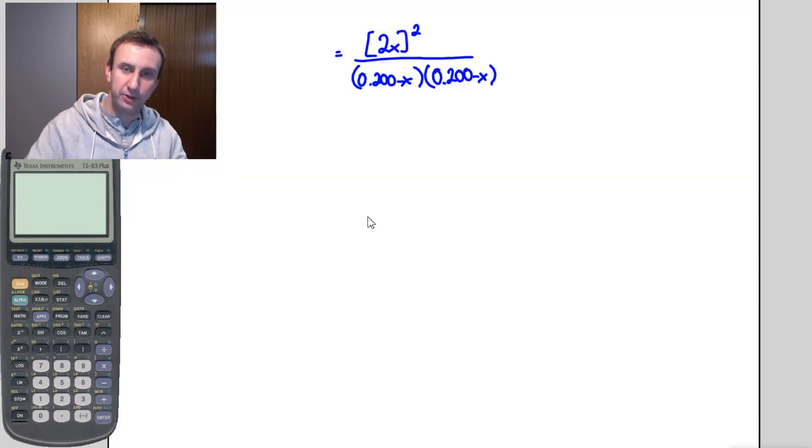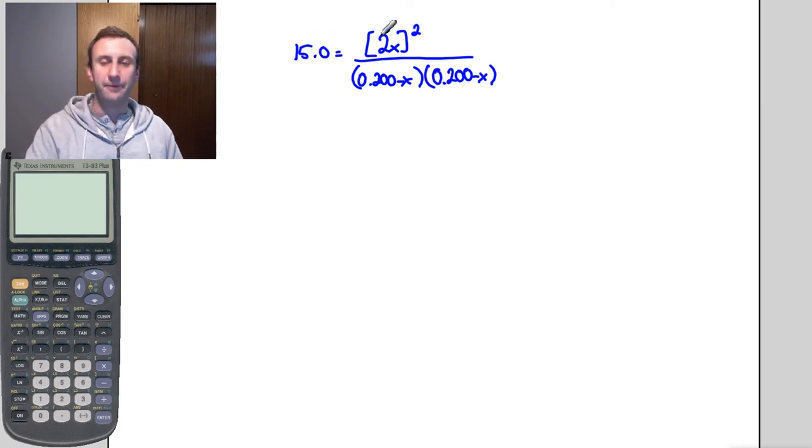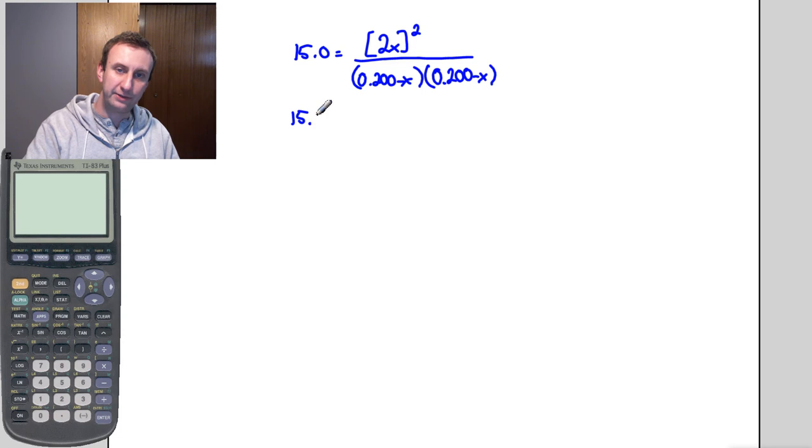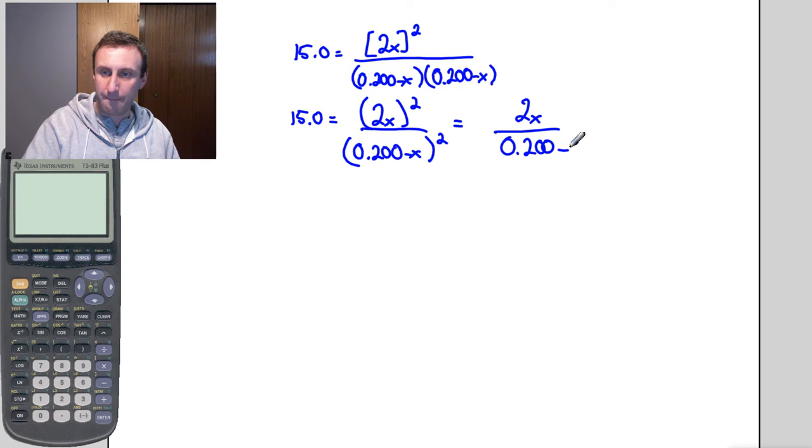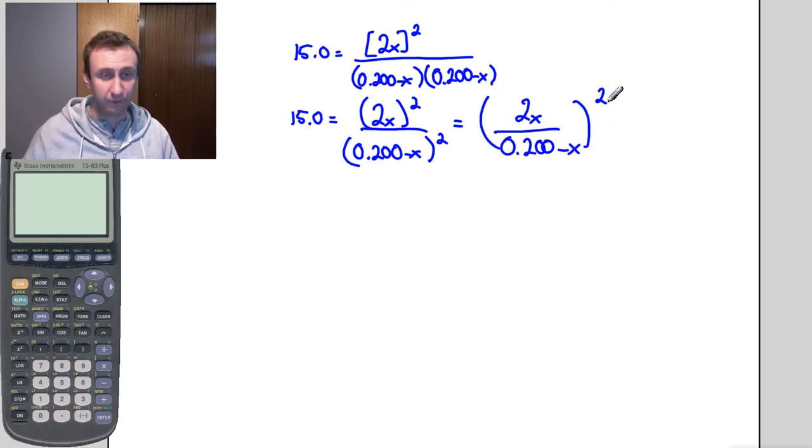All right, beauty. We're in business. If I have this squared, and I have 0.200 minus x twice here being multiplied together, then I could say that this is equivalent to having 2x, all squared, over 0.200 minus x squared. This is the same as if I had 2x over 0.200 minus x, everything squared. That would be equivalent as well.